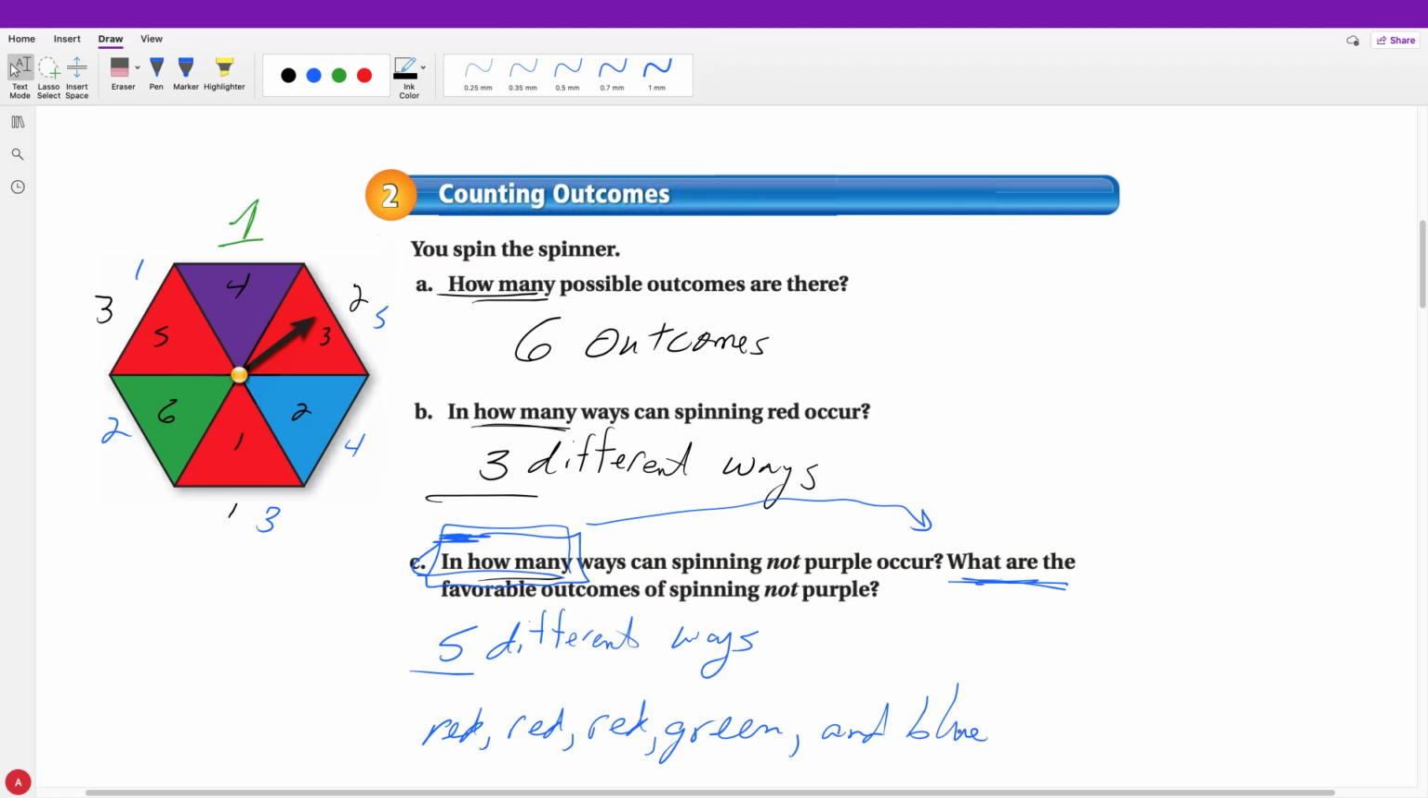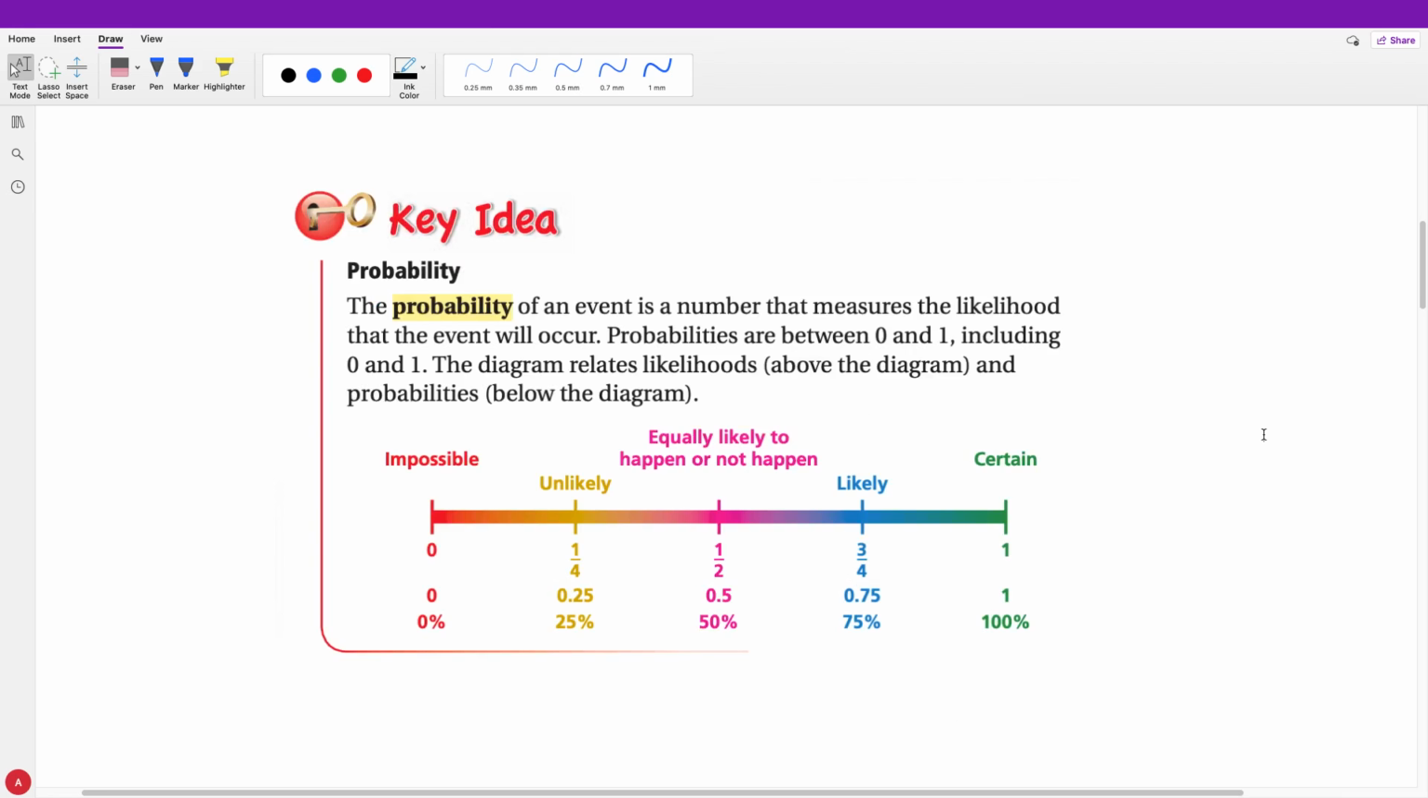All right, so now from here, we're going to move on to probability. What is probability? The probability of an event is a number that measures the likelihood that an event will occur. It's saying, what are the odds that this event will happen? Probabilities range between 0 and 1, or you can think of it as 0% to 100%, and we can include 0 and 1. When we are at 0 or 0%, it is impossible for it to happen. It cannot and will not happen. If it is 100%, it is certain to happen, or it will definitely happen. And 50% is equally likely to happen or not happen.